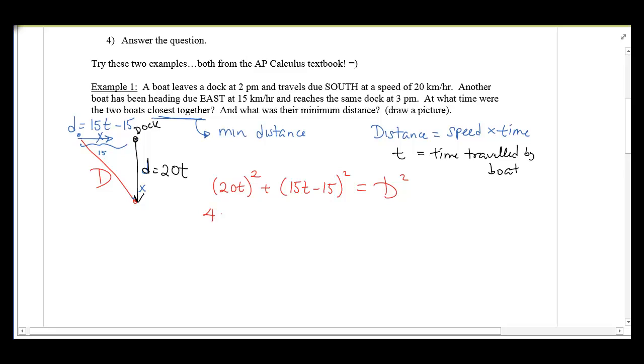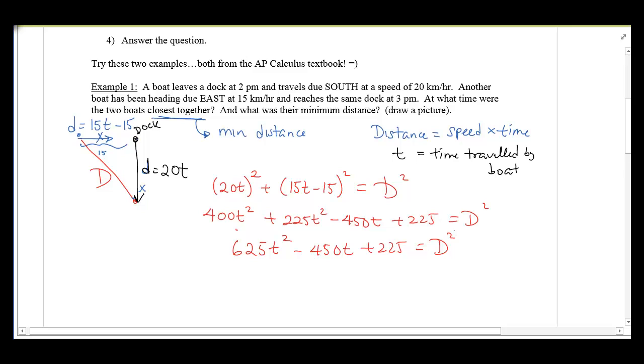Once again, let's go ahead and expand. So 400t squared. This is what? 225t squared. 15, 225 times 2 is 450t plus 225, and that equals d squared. I'm going to try to simplify and collect like terms. 625t squared minus 450t plus 225, that equals d squared.